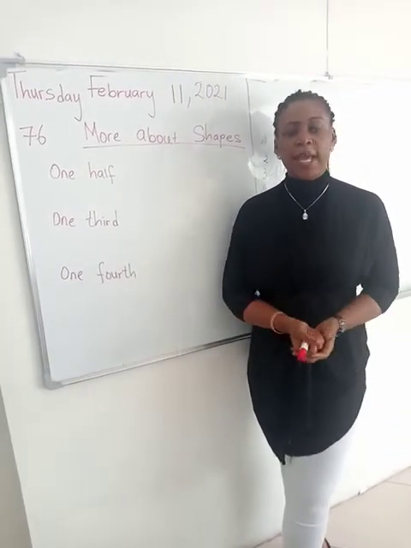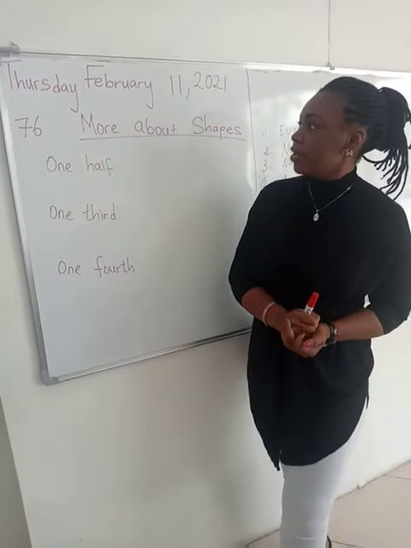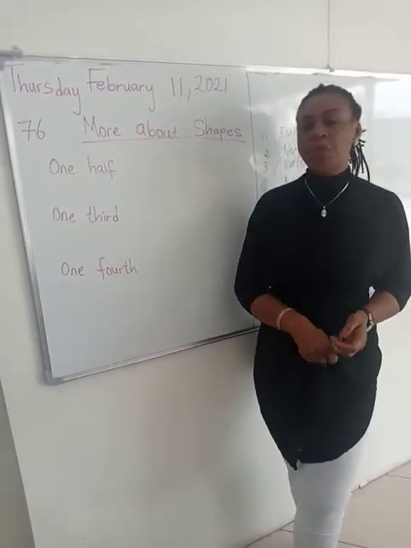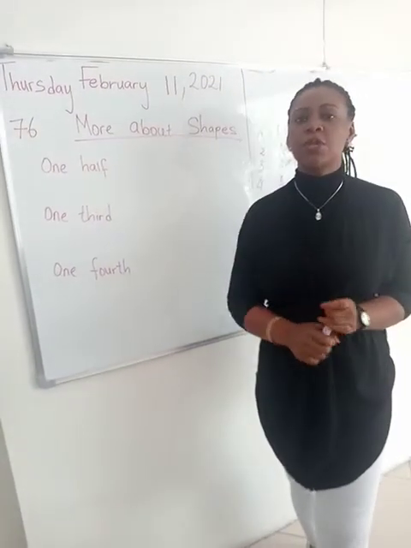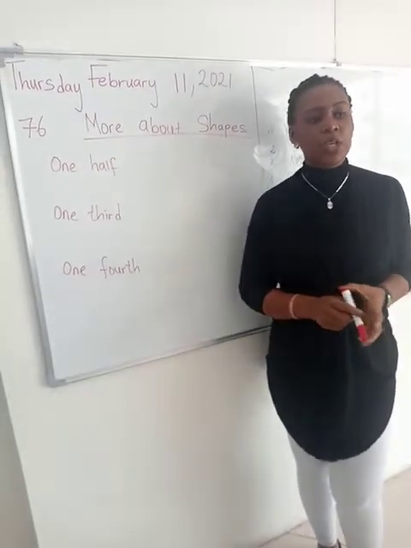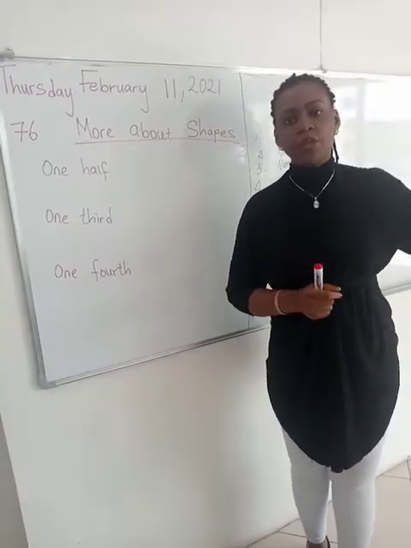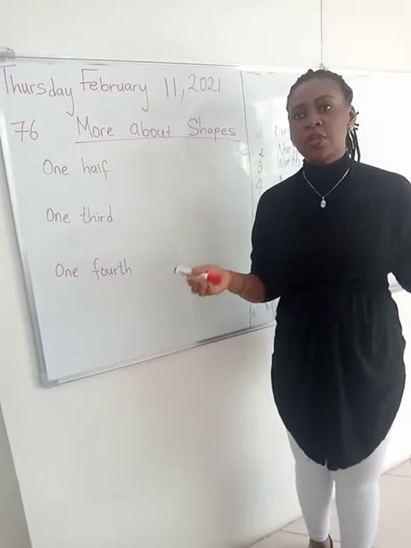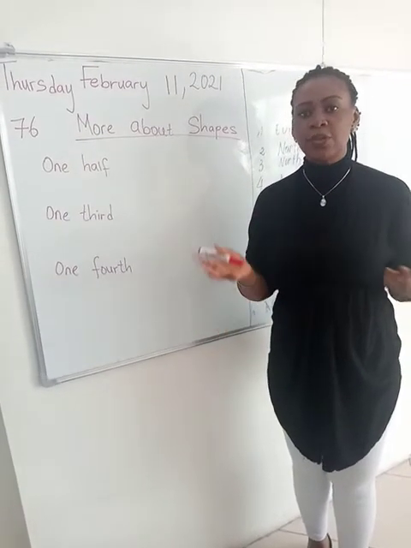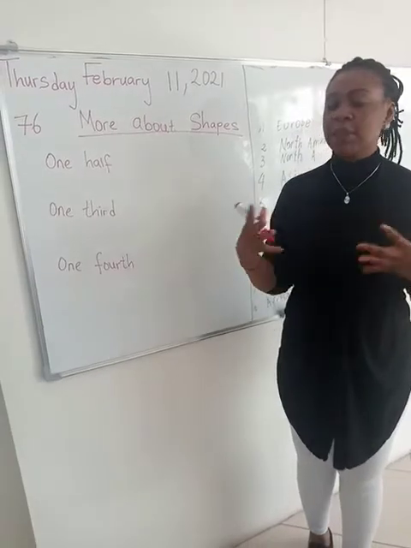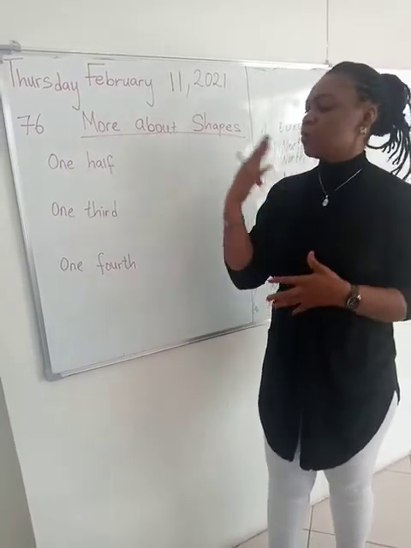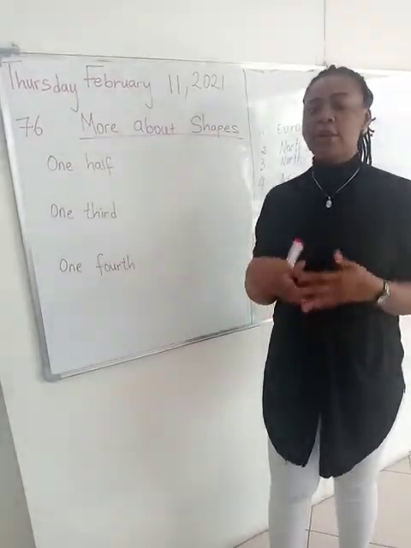Today is Thursday, and on Thursdays we have math. So today in math, we're going to be continuing with the topic we introduced on Tuesday, which is more about shapes. The previous week we talked about different shapes. We saw the circle, triangle, square, rectangle, hexagon, and pentagon. So today we're going to get to know more about shapes.